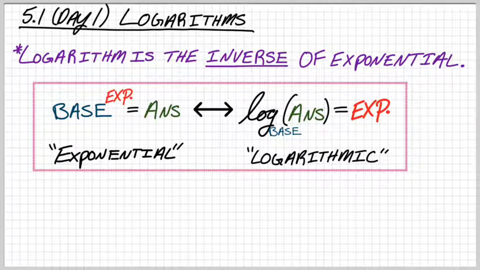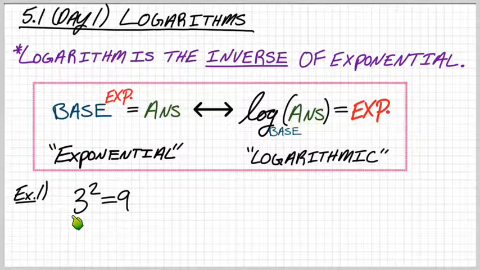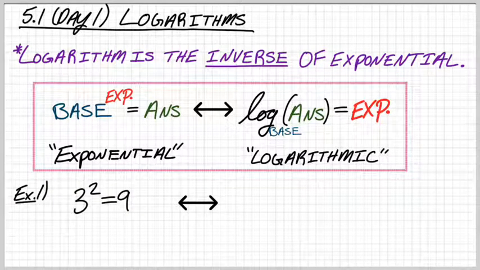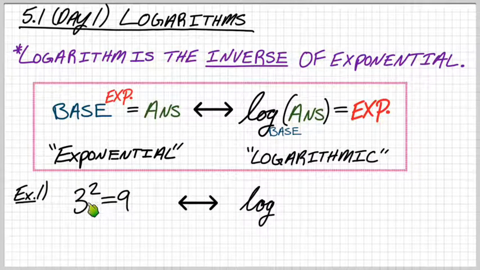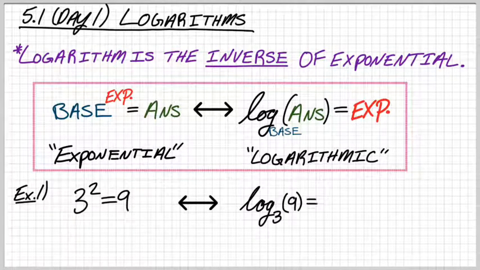So I've got the pattern color-coded here, but let's look at an example of going from exponential to log form. Let's say 3 squared, we know that's 9. So we have the equation 3 squared equals 9. If we were to put that in log form, we'd have log, and then the base would be the base from the exponent, so log would be base 3. And then the answer goes inside the parentheses, so log base 3 of 9 is equal to the exponent from before, so log base 3 of 9 equals 2.